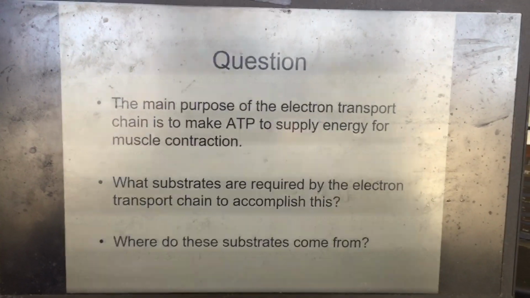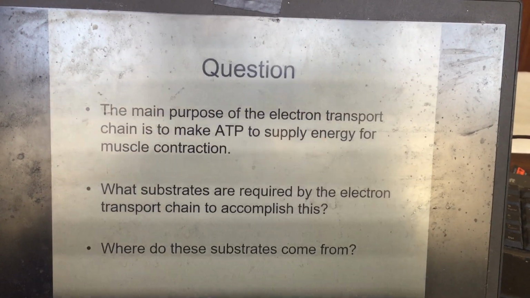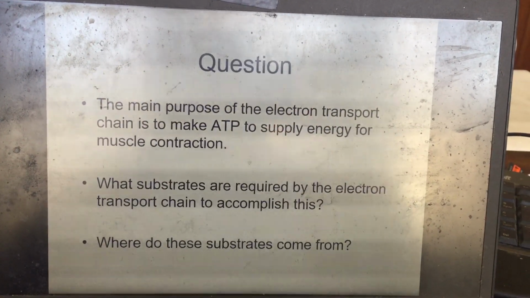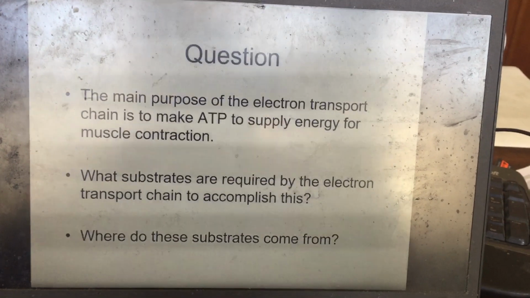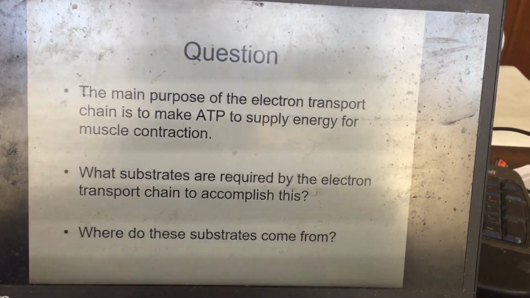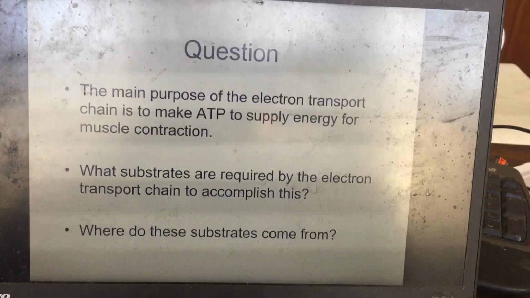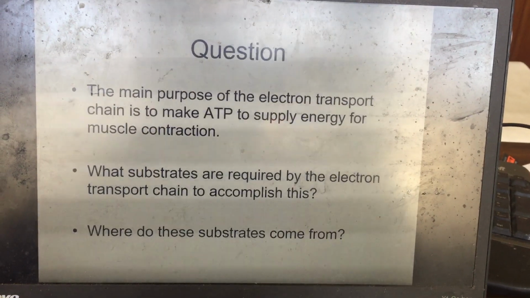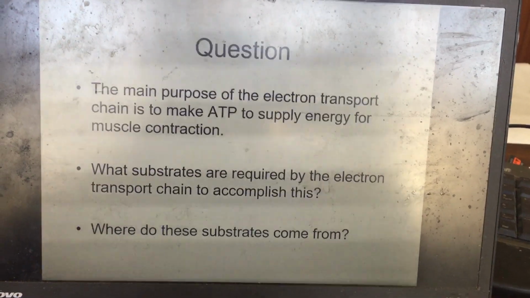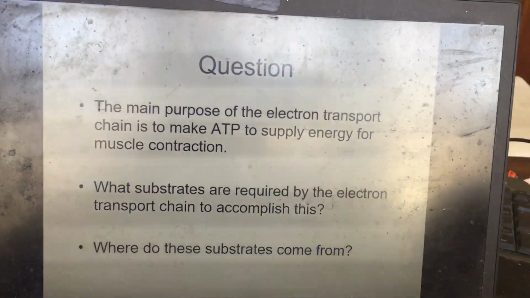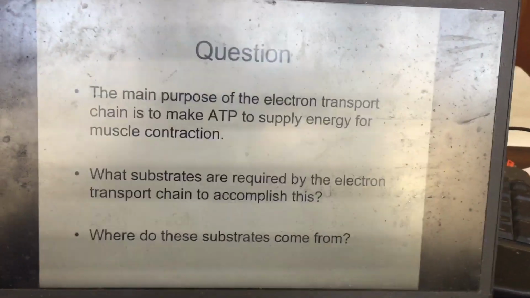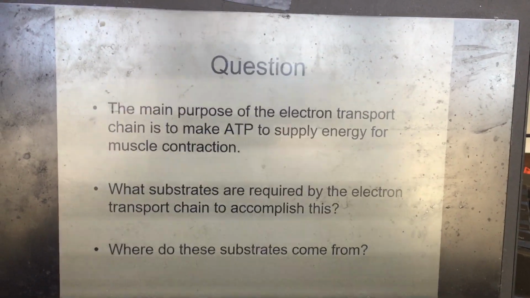Now, the main purpose of the electron transport chain is to make ATP to supply energy for muscle contraction. The question here is what substrates are required by the electron transport chain to accomplish this? So what has to go into the electron transport chain to get ATP as your output? And then the second question here is where do these substrates come from?